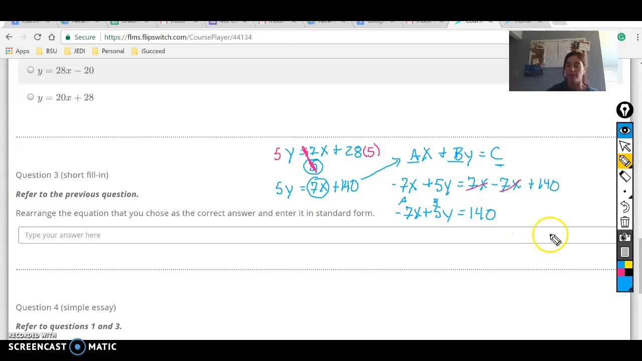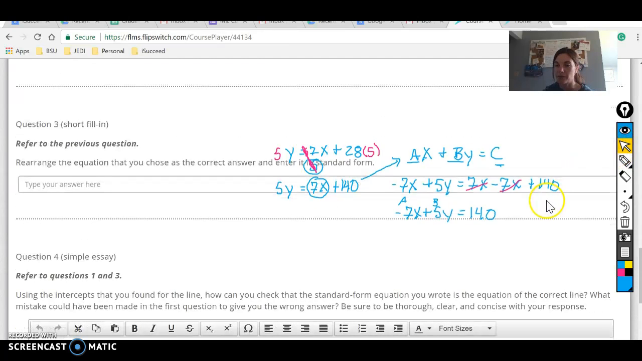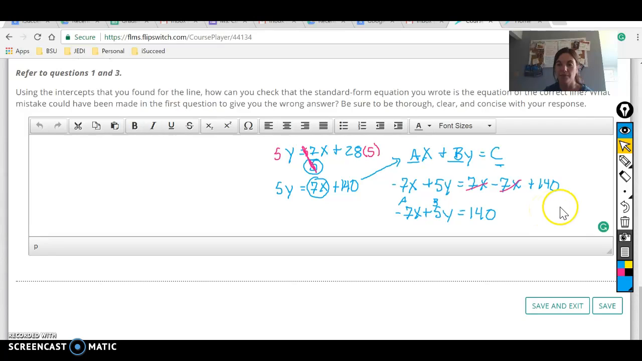So that is the answer for that one. Let's go ahead and scroll down here. And it says, using the intercepts that you found for the line, how can you check that the standard form equation you wrote is the equation of the correct line? What mistakes could have been made in the first question to give you the wrong answer?